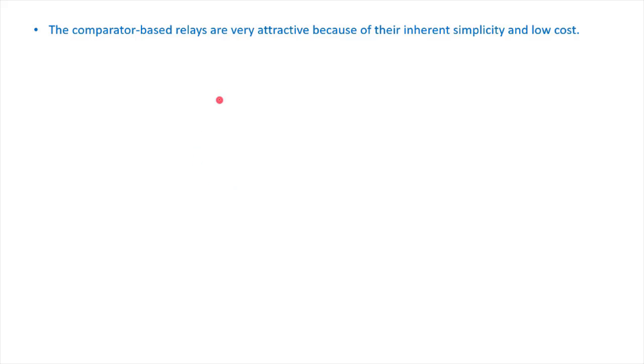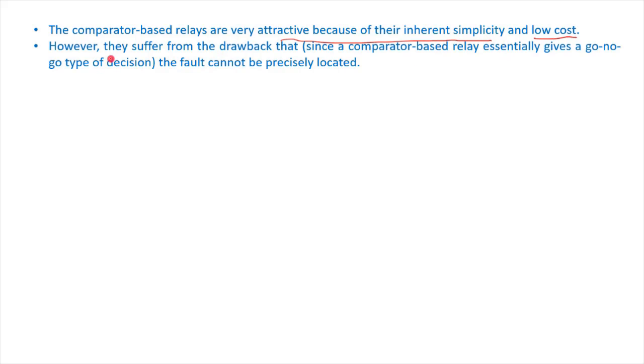Considering the comparator as the basic building block, we will see how different relays can be designed. The comparator based relays are very attractive because of their inherent simplicity and low cost. However, they suffer from drawbacks, since a comparator based relay essentially gives a go/no-go type decision. The fault cannot be precisely located. So this just gives the signal, right? It is very difficult to change a comparator based static relay to another type of relay. It has no flexibility of such kind of conversion.